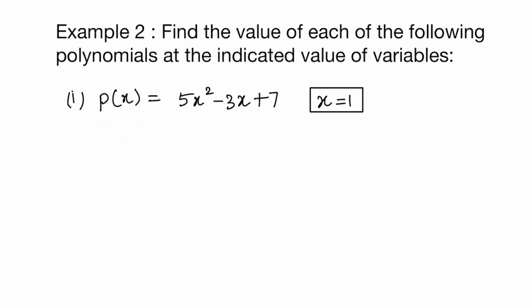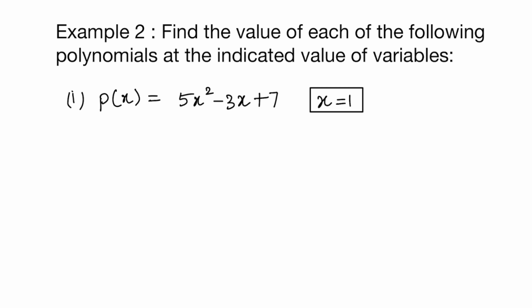So p of x equals 5x squared minus 3x plus 7. What they basically mean is, whatever value x assumes in p of x, the same value of x should be there throughout this entire equation. They want you to find the value of p of x for the given value of x, where x is equal to 1. So we assume x equals 1 in the equation 5x squared minus 3x plus 7, and you have to find the actual value of p of x. That is what you are going to do for this question.